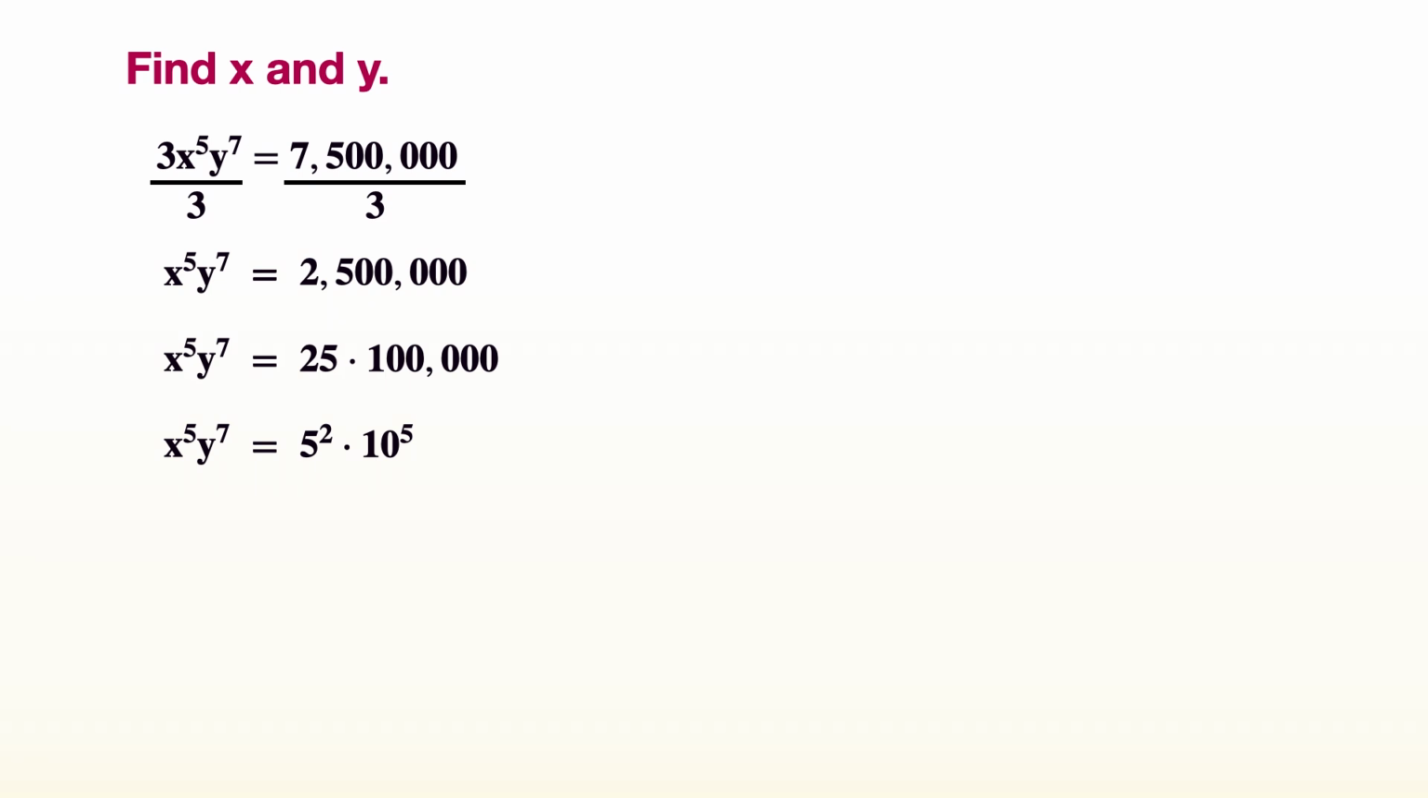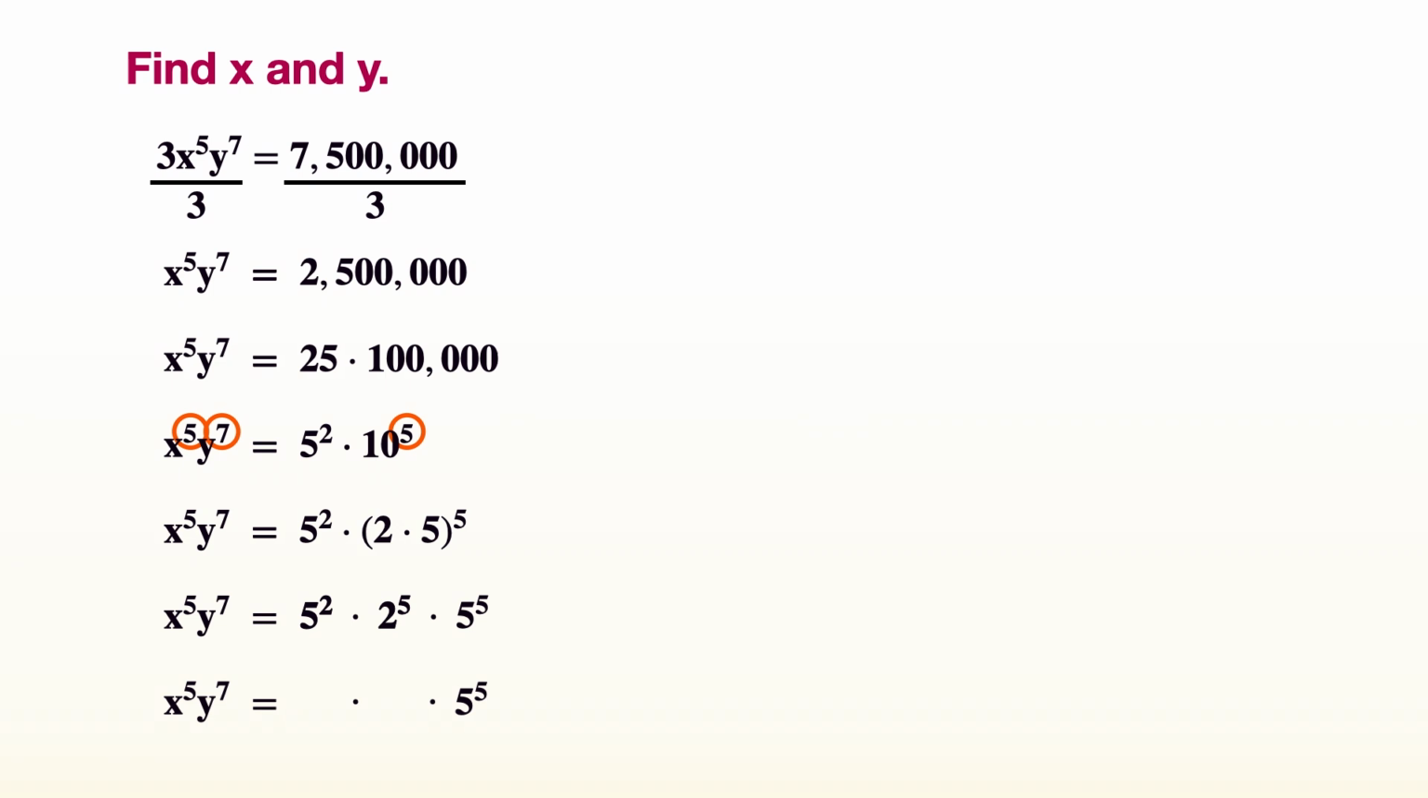Now let's look at the actual values of the exponents of x and y, which are 5 and 7. On the right, we see an exponent of 5, but we do not see a 7. Therefore, let's also factor 10 and write it as 2 times 5. Next, let's apply the exponent of 5 to both 2 and 5.